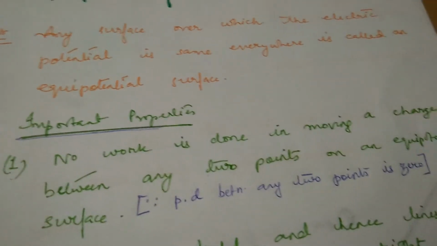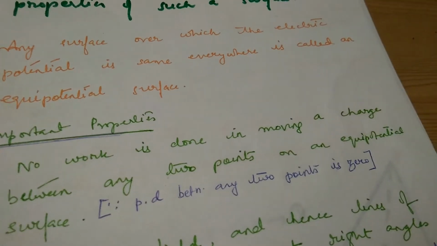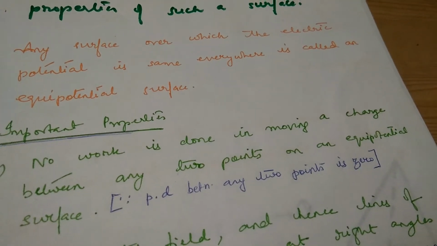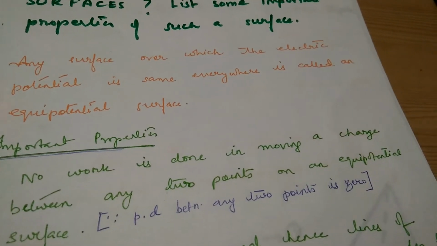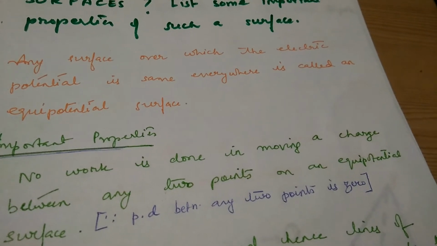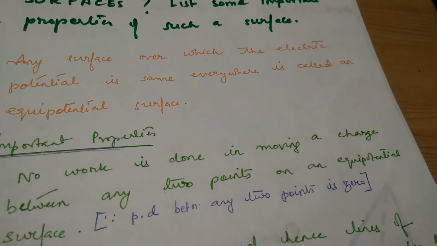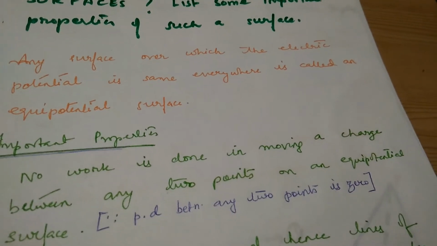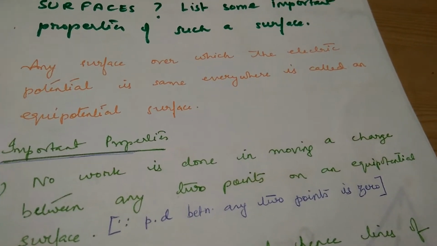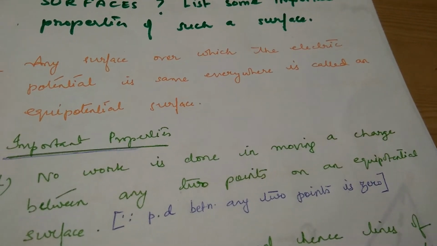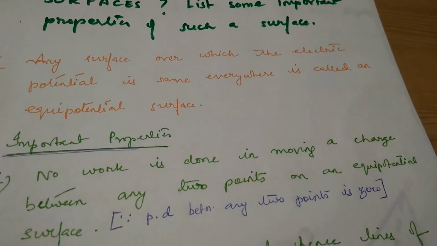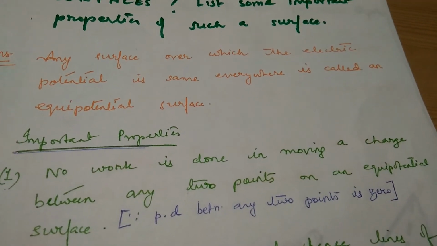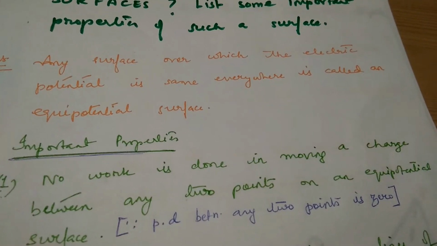Number 1, no work is done in moving a charge between any two points on an equipotential surface. Very easy to understand. Work is done only if there is a potential difference. There is no potential difference, it's zero. So naturally no work is done. We have got one such example on the equatorial line of the dipole. If you go back to that derivation, you have seen no work is done in moving the charge along the equatorial line. So similar case.